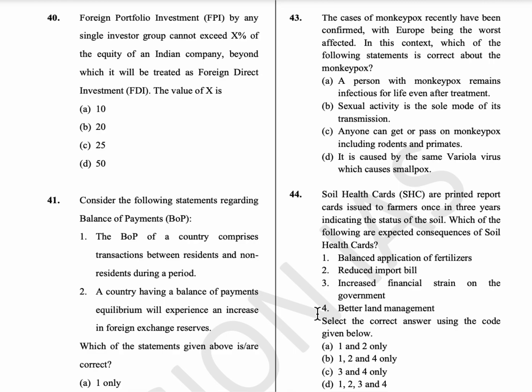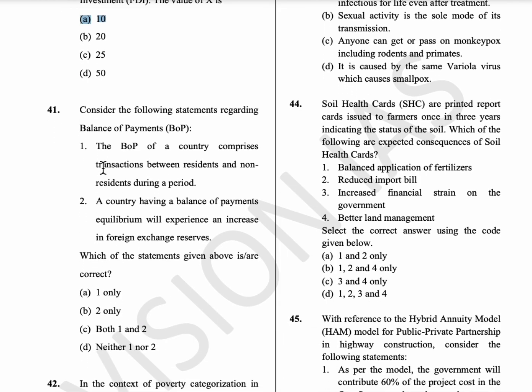So the value of X is, so FPI is if it did not exceed 10%, then it is called FPI. If it exceeded, then it will be considered as FDI. So option A. For the first question, consider the following statements regarding balance of payment or BOP. The balance of payments records the transactions in goods, services and assets between residents of the country and the rest of the world for a specified time period.